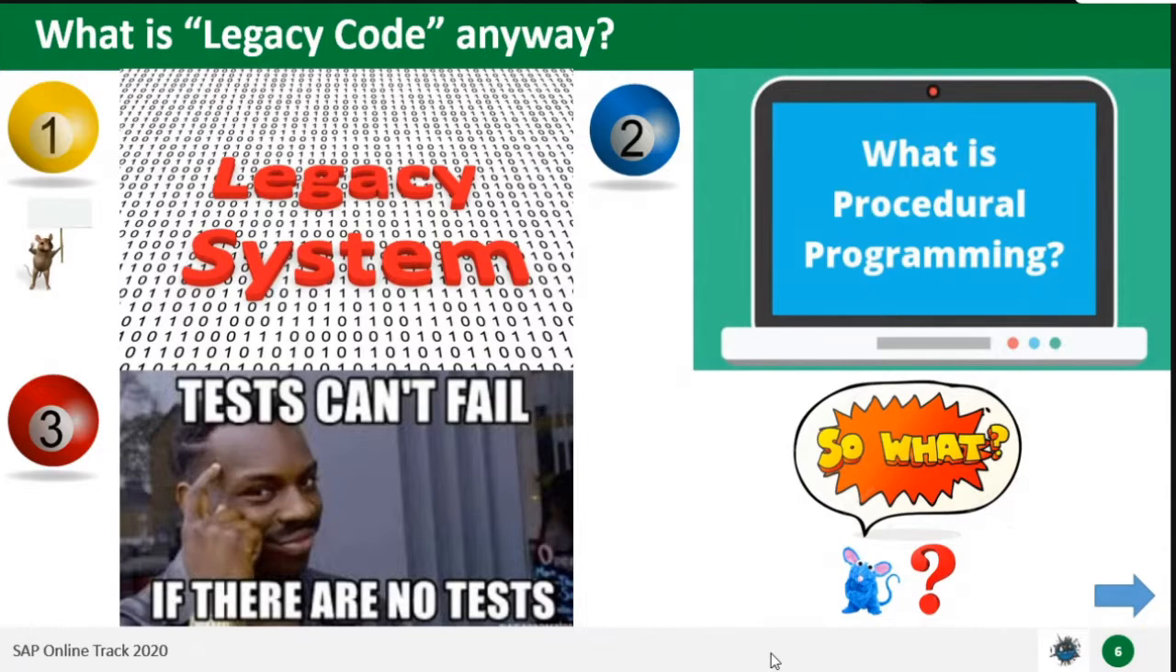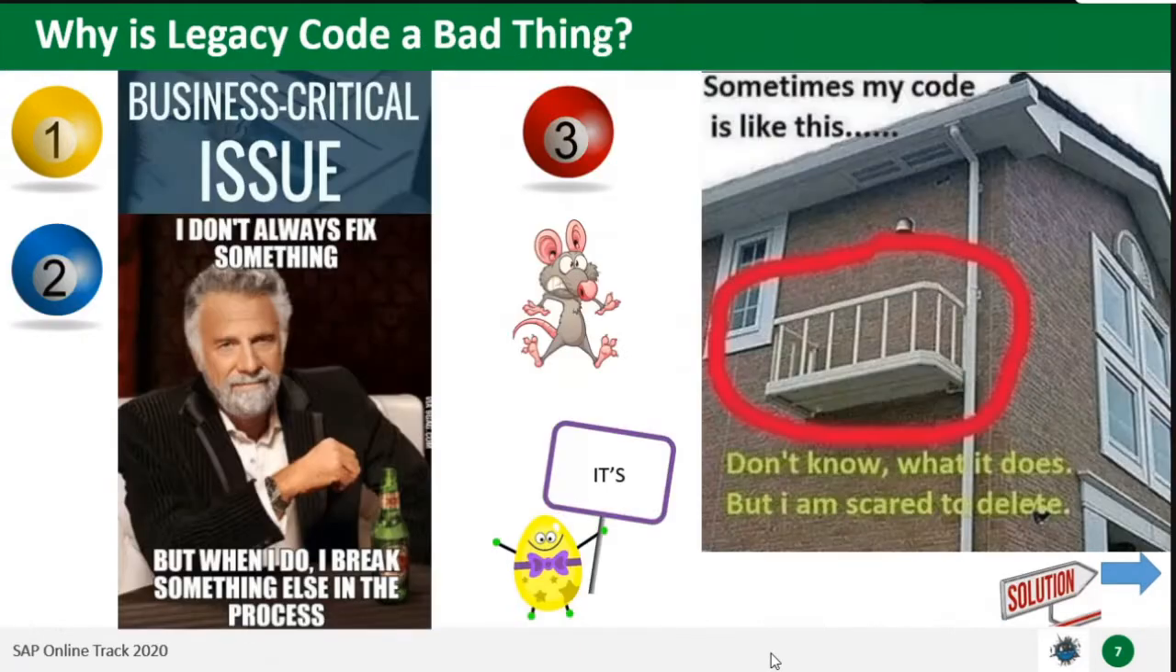Why? Why is that a bad thing? There's 3 reasons, at least. First off, these gigantic monolithic programs tend to be business critical. Your organization cannot live without them. And that means you've got to keep changing them. And when you change them, you change one area, it's 99% likely it breaks the code in another area. Happens all the time.